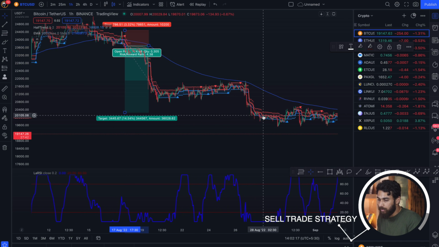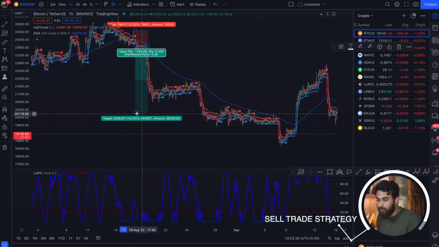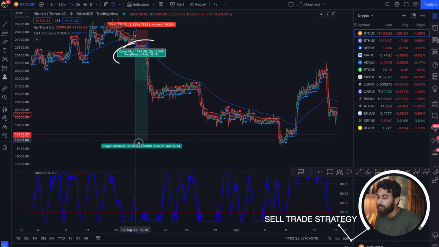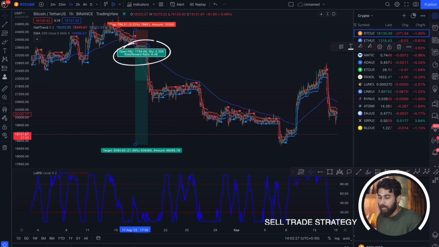And even here, if you see, the trade went in our favor, and if we calculate the risk to reward ratio, we got around 1 to 7 risk to reward ratio on this trade.